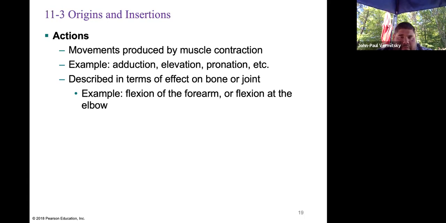Actions, movements produced by muscle contraction. That's how the actual movement occurs, is by the muscle contracting. And examples of movements could be adduction, elevation, pronation. We'll see a list of terms in a few minutes.